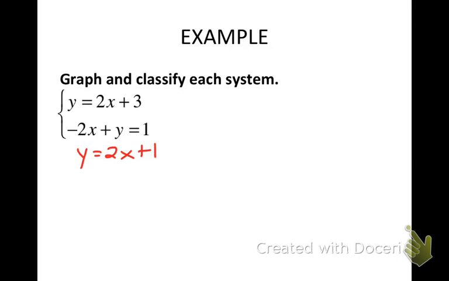Do they have the same slope? Yeah. Do they have the same y-intercept? No. So is it going to be inconsistent or dependent? Inconsistent. This is going to be inconsistent. Good. If we were to graph those two lines, what would it look like? They'd be parallel lines never intersecting, right? Yeah. One has a y-intercept of 3, one has a y-intercept of 1.